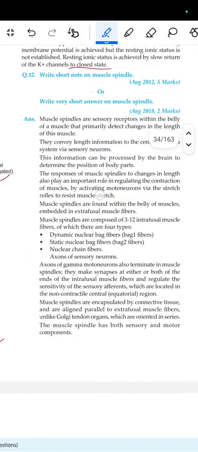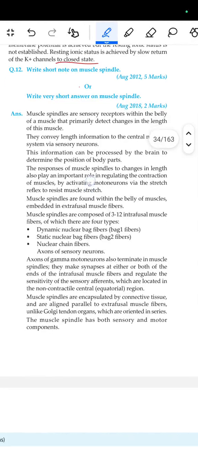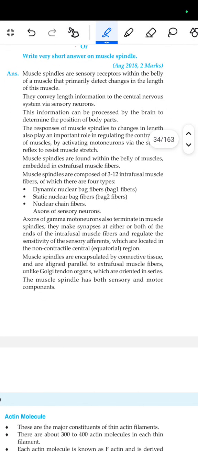gate. Write short note on the muscle spindle. Write very short answer on the muscle spindle. The muscle spindles are sensory receptors within the belly of the muscle that primarily detect the change in the length of the muscle. They convey the length information to the central nervous system by the sensory neuron.